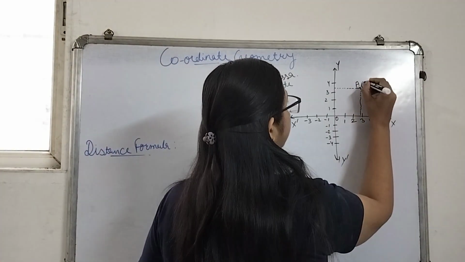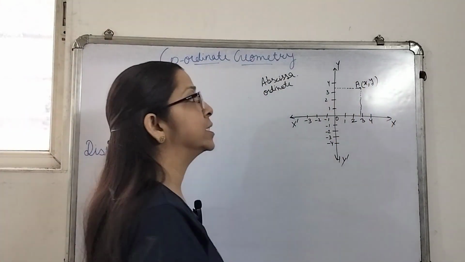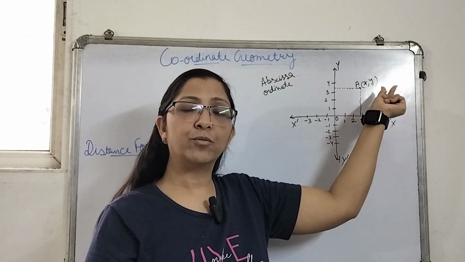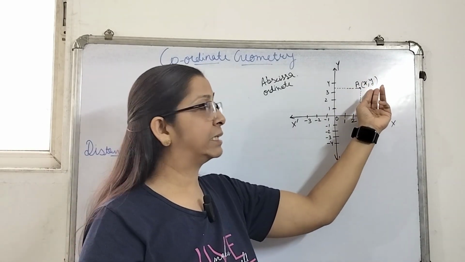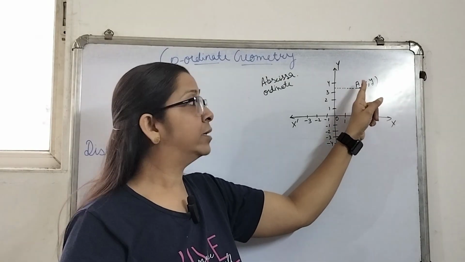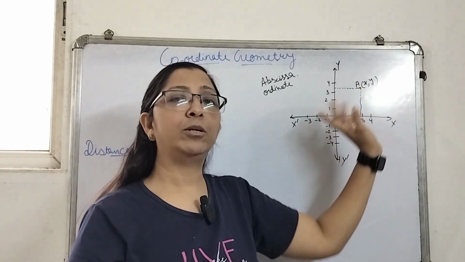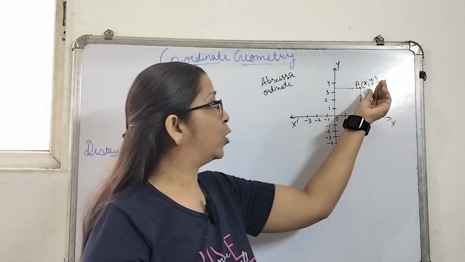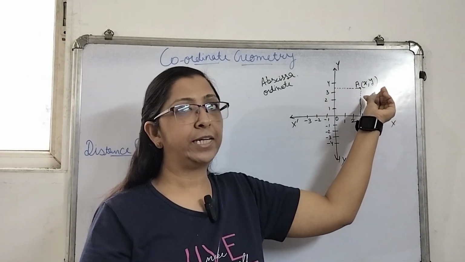Suppose the coordinates of this point are x comma y. Whenever we are denoting any point in terms of coordinates, we always write it in small brackets. The first will be its x coordinate, then a comma, and then the y coordinate, and then we close the bracket. This is how we write the coordinates of any point.